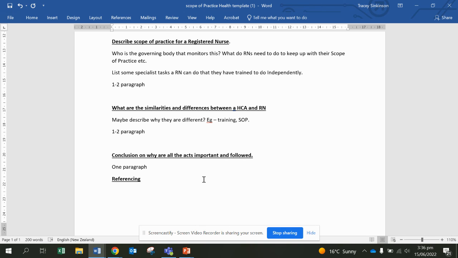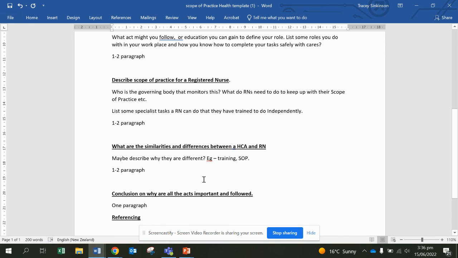Hope that makes sense. And then as a conclusion, this is actually only a small conclusion. In this conclusion you're just going to put in why we have a scope of practice within the healthcare industry, and there are some ethics you can put in there, such as non-maleficence. You could even talk about how valuable a multidisciplinary team is for the client, for person-centered care, and why acts are there. Why are they important, and why should they be followed? Think about the consequences if they're not followed. It helps you answer why they're there in the first place.